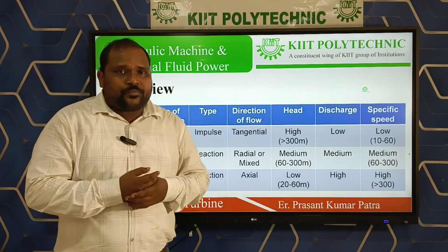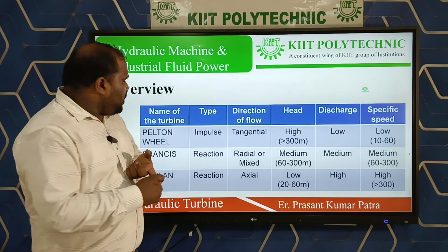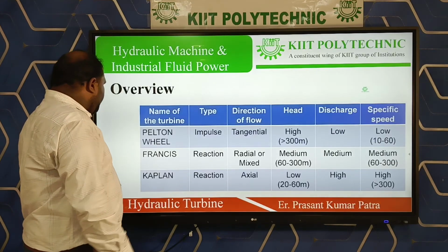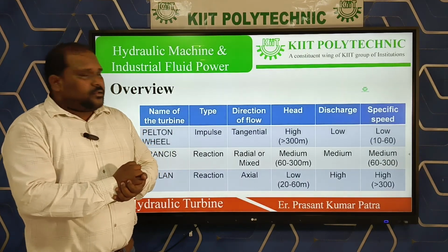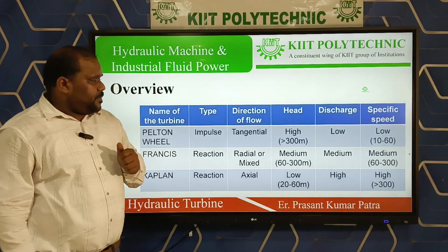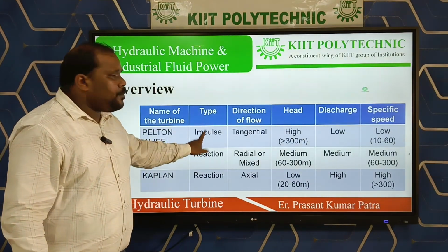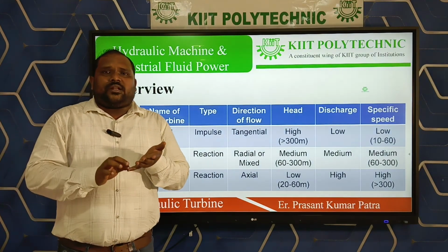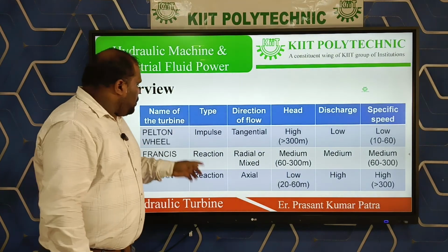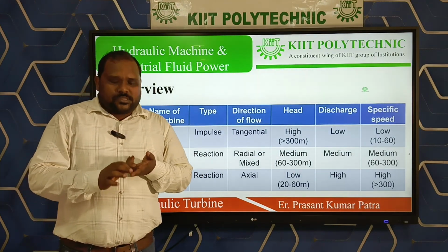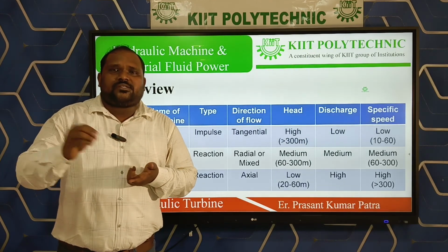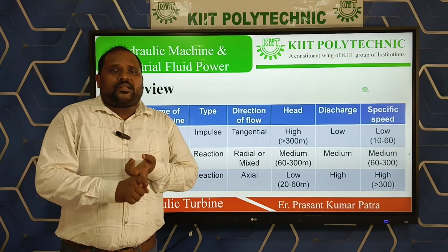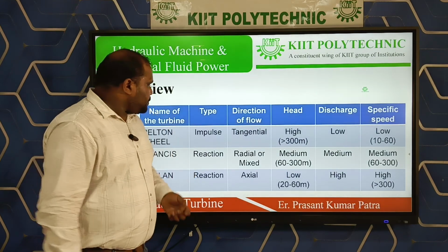And this is the close overview of all the three turbines. The first one, here I have written Pelton wheel, second one Francis, third one Kaplan. So I have categorized three turbines. What is that Pelton wheel turbine? This is impulse type. Already we have discussed, in case of impulse turbine, the energy at the inlet is totally kinetic energy. Francis turbine is the reaction type, that means the energy at the inlet is pressure energy and kinetic energy. This is the combination. Kaplan turbine is also the reaction turbine, energy at the inlet is pressure energy and kinetic energy.